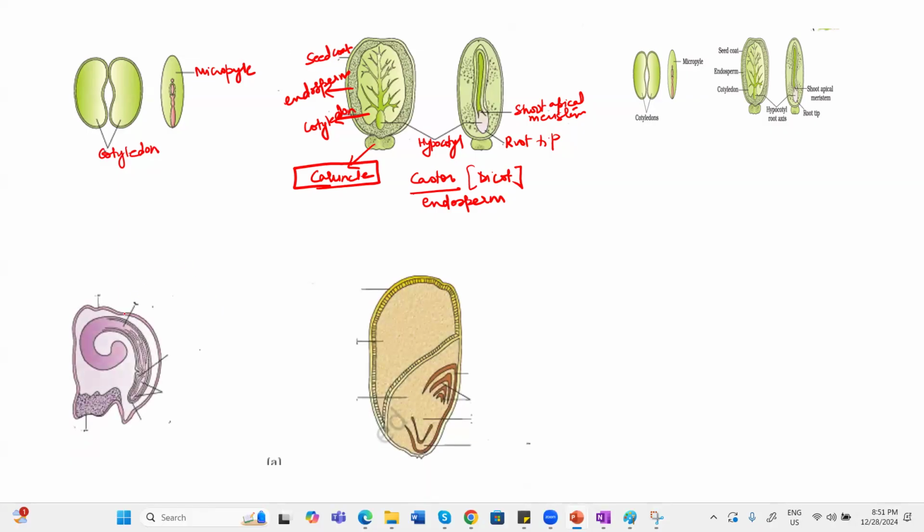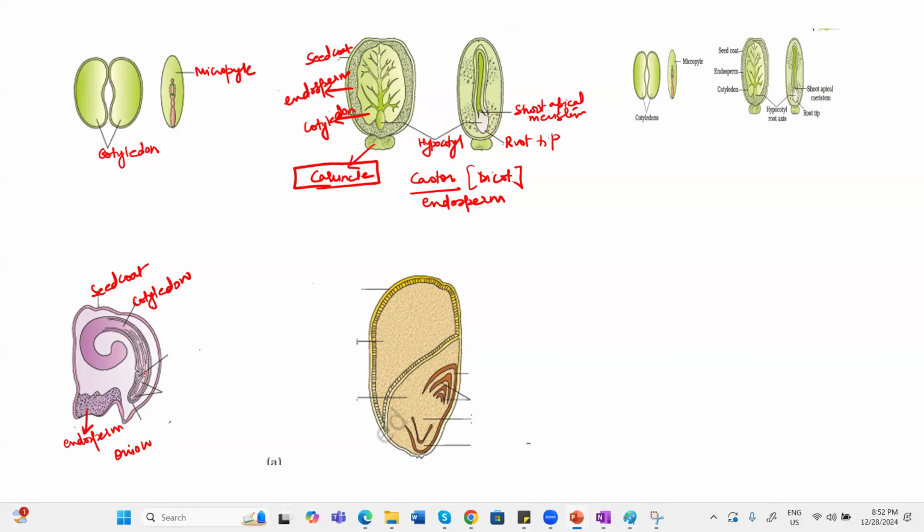Now next, this is the example of monocot seed, and this is of onion. So first structure, this is seed coat. You know very well, integument will become the seed coat. Only one cotyledon is there, single cotyledon. All monocot seeds are endospermic except orchid. For this, please see the NCERT line, 11th class morphology. All monocot seeds are endospermic except orchid. So this part is endosperm.